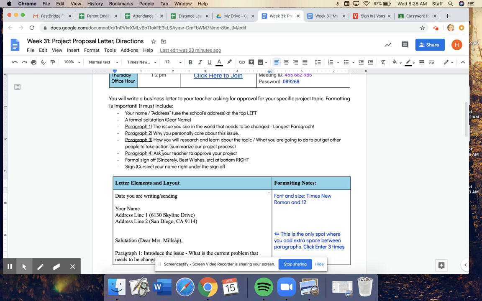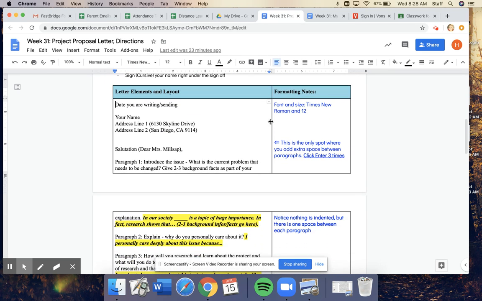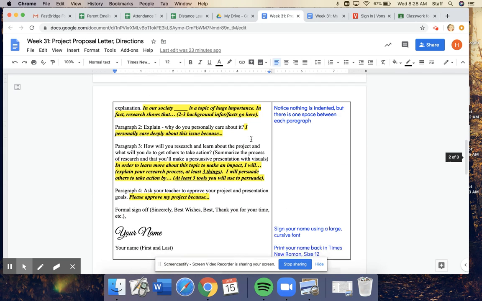And paragraph 4 is really going to be only 1 or 2 sentences. It's where you formally ask me to approve your project. And then you have a formal sign off like sincerely, best wishes, thank you for your time. And then you add your name. So the size and font needs to be Times New Roman and 12-point font.